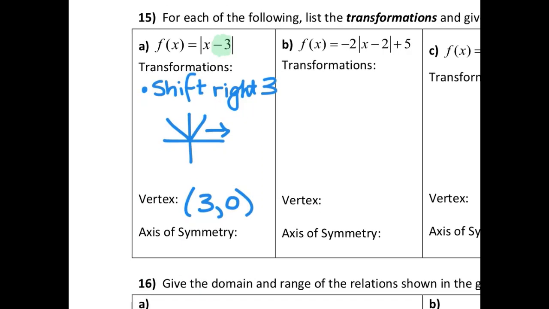And remember that your axis of symmetry is the line that you could fold the paper over and the graph would transform on top of itself. And so the axis of symmetry is always going to be a vertical line. So it starts with x equals, and it's going to have the same number as the x value of the vertex. So your answer for the axis of symmetry is x equals 3 because the vertex is 3, 0.